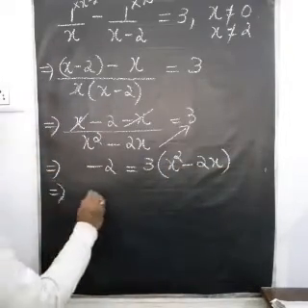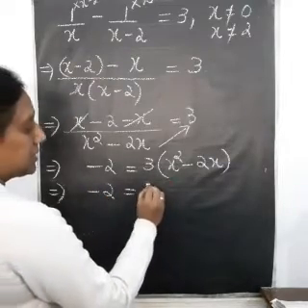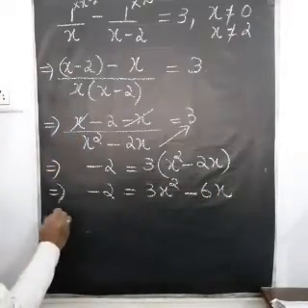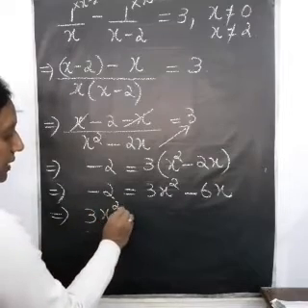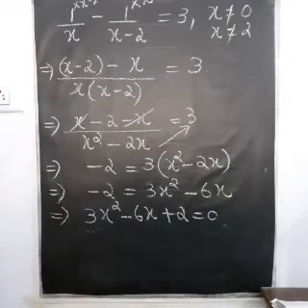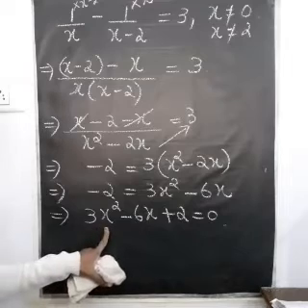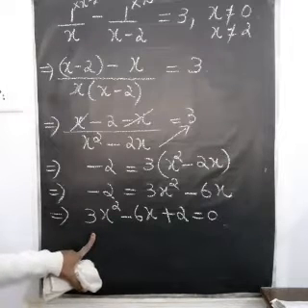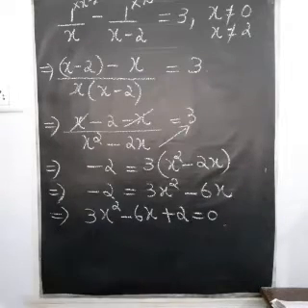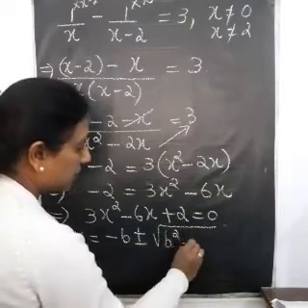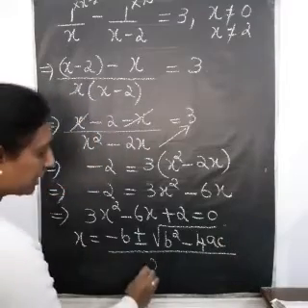Okay. Now when you simplify, you get minus 2, expand the bracket, 3x squared minus 3 2s are 6x. Now bring it to the standard form. You have 3x squared minus 6x plus 2 equal to 0. I have taken the 2 that side. Minus 2 will become plus 2. Now you can either solve by formula or factorization. Now by factorization I don't think it will be possible because 3 2s are 6 and the middle term is 6. So the best is to go for the formula. So what is x equal to? Minus b plus or minus root of b squared minus 4ac divided by 2a.